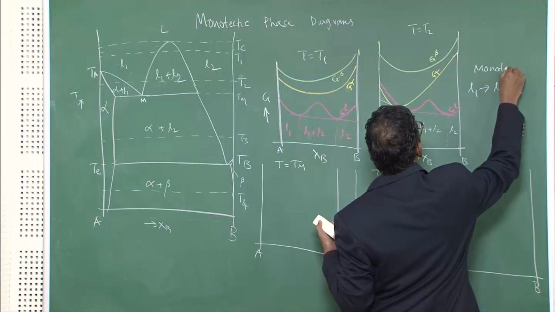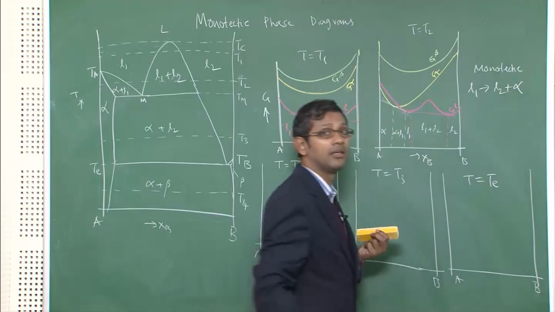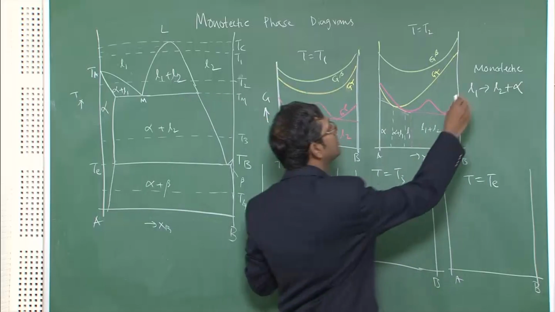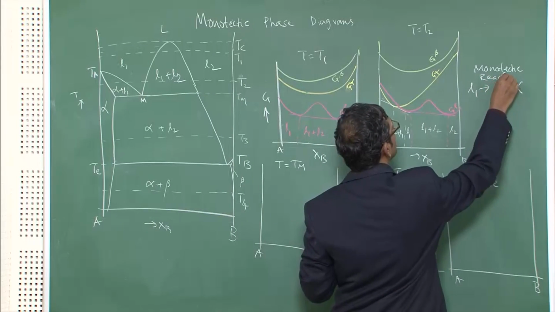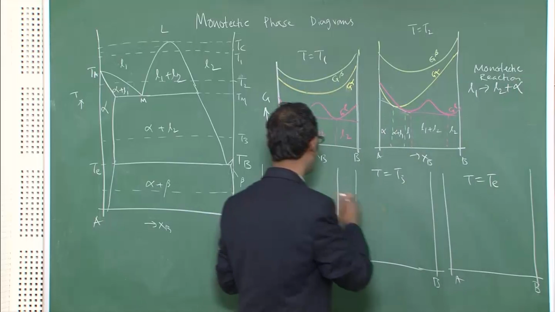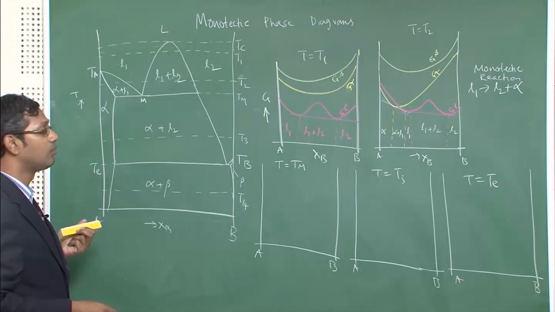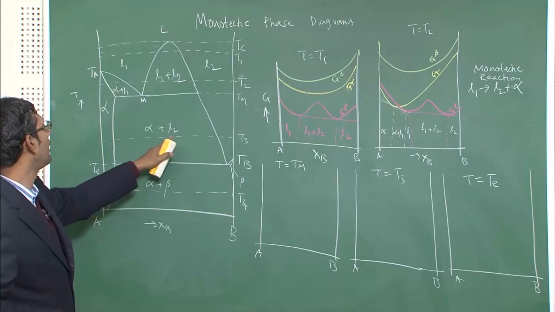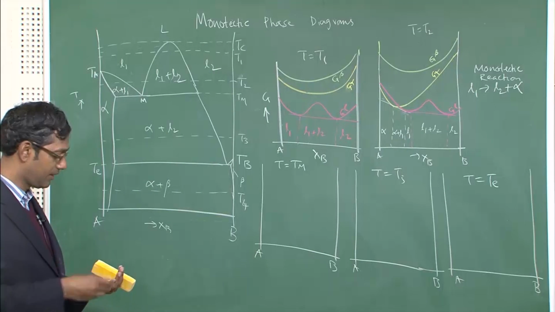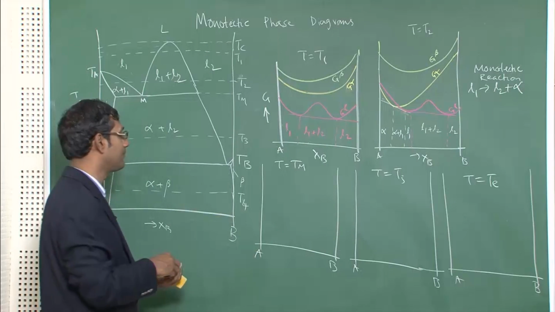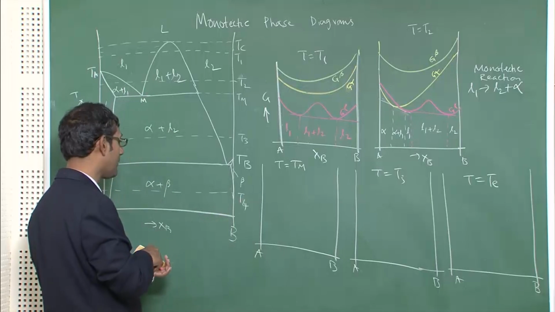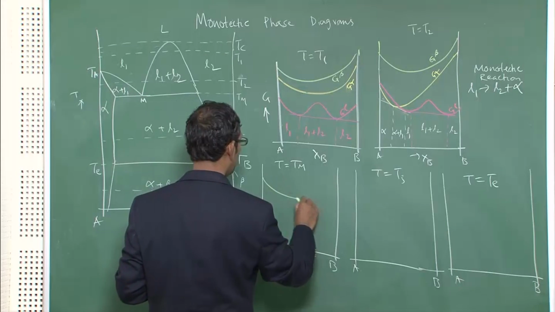I have discussed a lot about this in the last class. At Tm this is what is going to happen. All the 3 phases will coexist: alpha, L2 and L1. Let us draw that. Beta will not at all be present, so the beta curve will remain above.